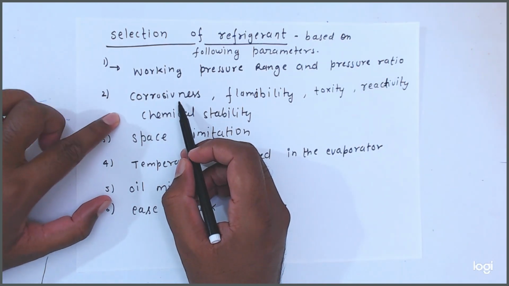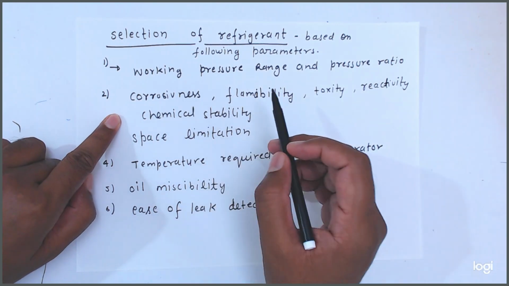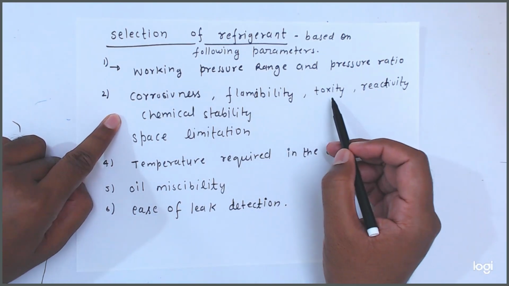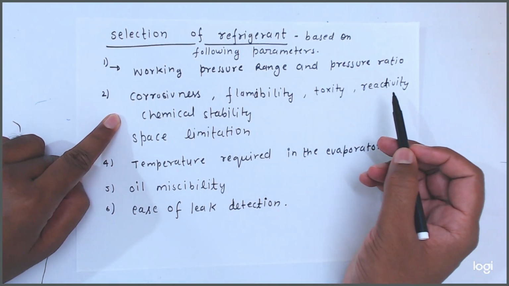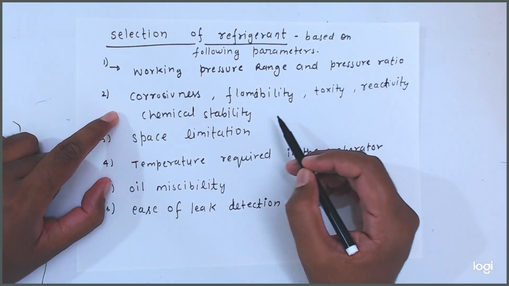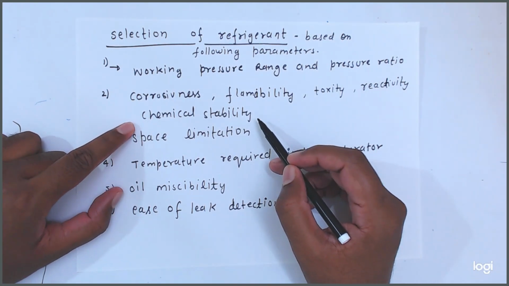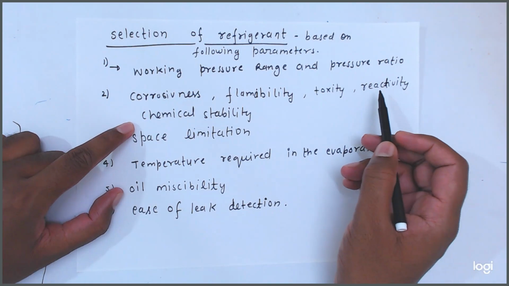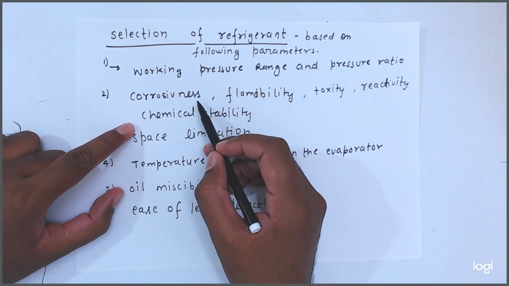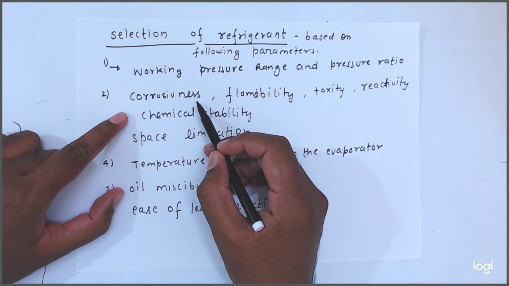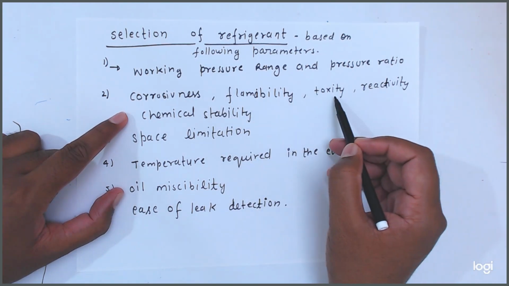Refrigerant should not be corrosive, it should not be flammable, it should not be toxic, and reactivity and chemical stability should be there. So these are the properties which are required. We have to see that the refrigerant should not be corrosive, should not be flammable, should not be toxic.